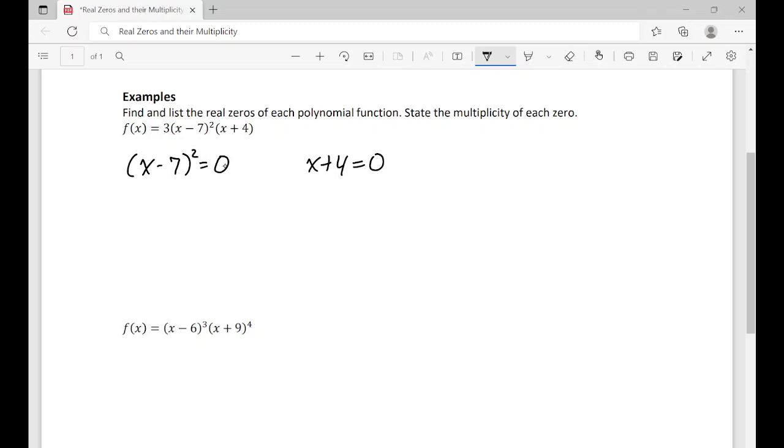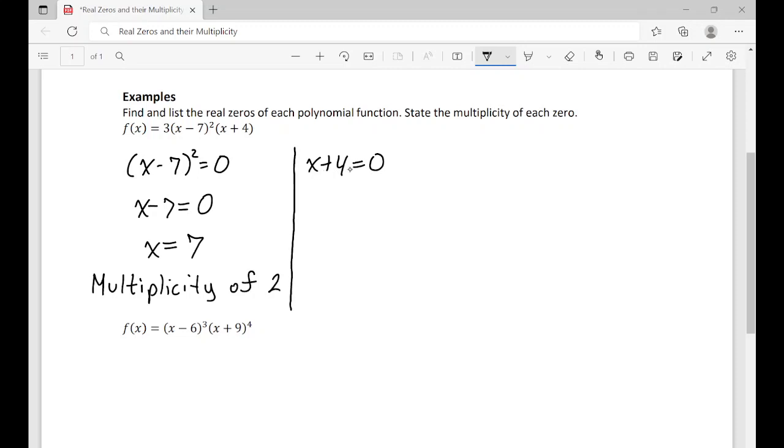I'm going to square root both sides here, and I'm going to get x minus 7 equals 0. And I'm going to add 7 over, x equals 7. Since this is a square here, that means that this occurs 2 times. That means we have 2 sevens as a solution. So we can say this has a multiplicity of 2.